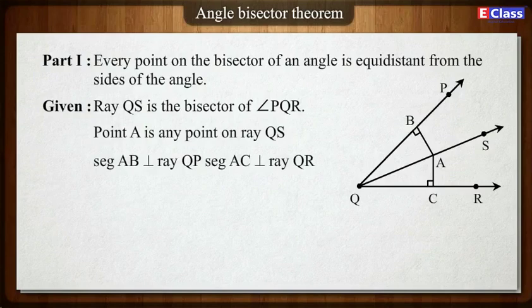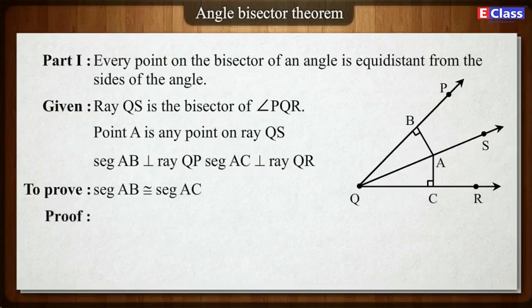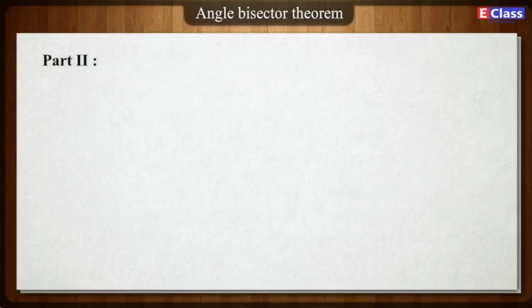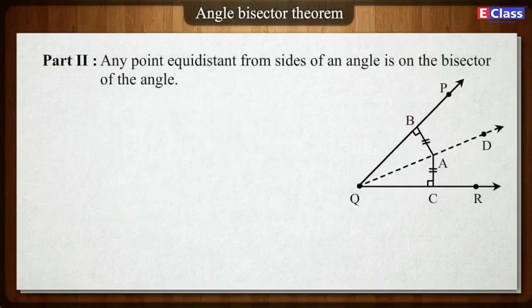To prove, segment AB is congruent to segment AC. Proof. Write the proof using test of congruence of triangles. Part 2. Any point equidistant from sides of an angle is on the bisector of the angle.